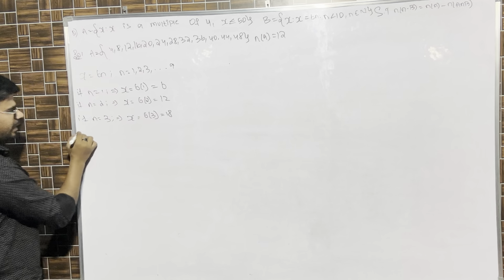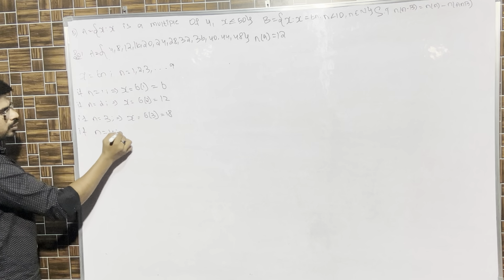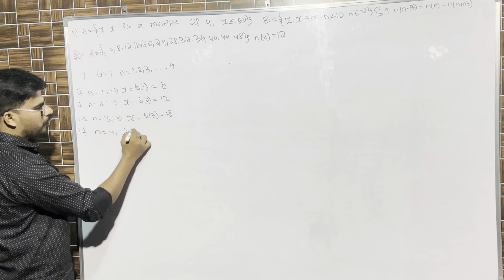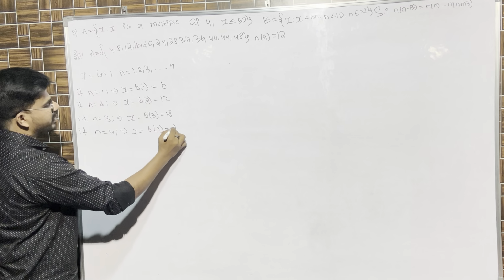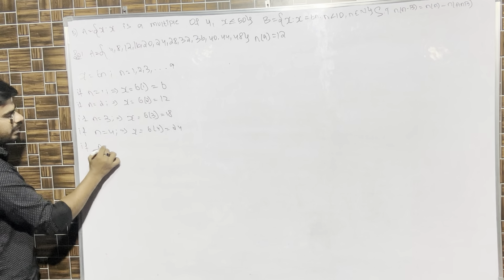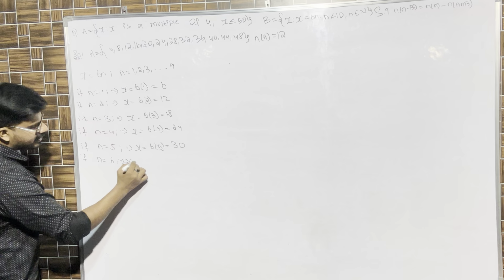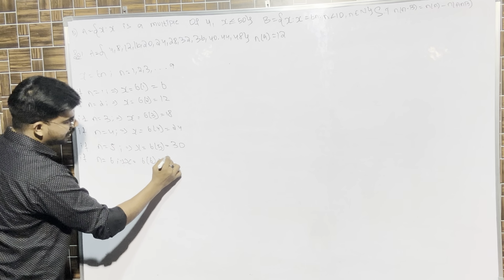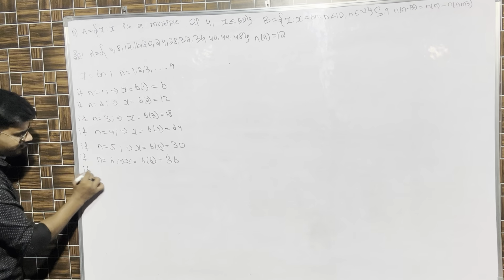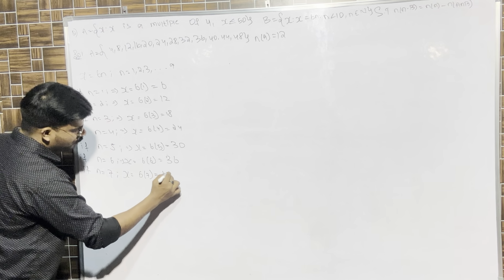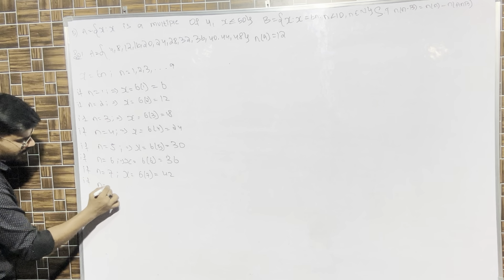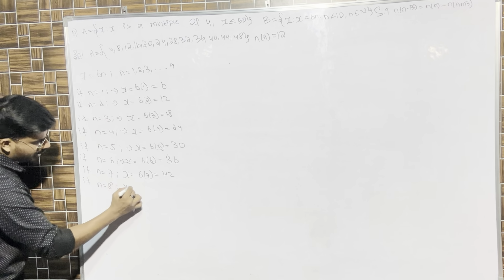6 3s are 18. If n is equal to 4, x is equal to 6 into 4, which is equal to 24. If n is equal to 5, x is equal to 6 into 5, 6 5s are 30. Next, if n is equal to 6, x is equal to 6 into 6, 36. Next, if n is equal to 7, x is equal to 6 into 7, 42. If n is equal to 8, x is equal to 6 into 8.